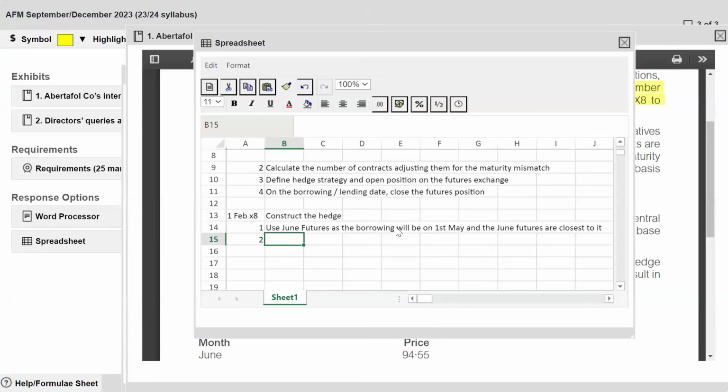Now, what do you need to do? You need to use the June futures. You understand why we need to use the June futures? Because ultimately we're going to be borrowing the money on the 1st of May, and the contract whose maturity immediately comes after the 1st of May is the June contract. So you have to decide that it has to be the June contract. That's number one. Number two is that you have to establish how many contracts there should be.